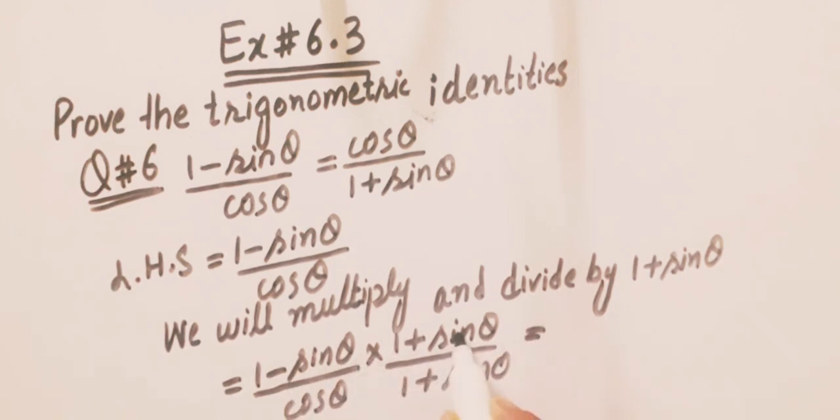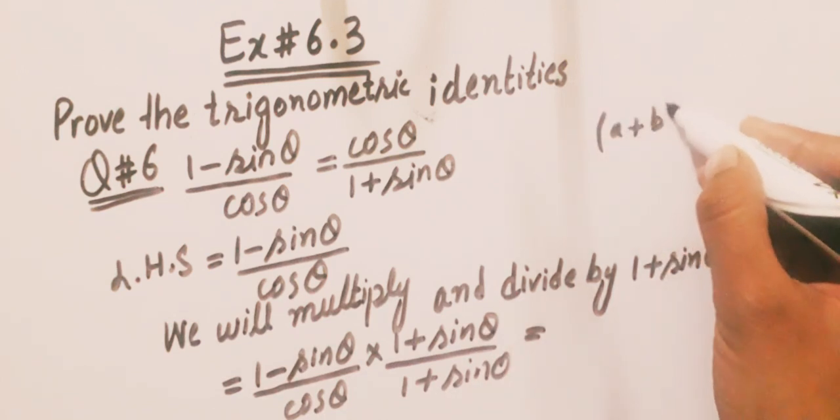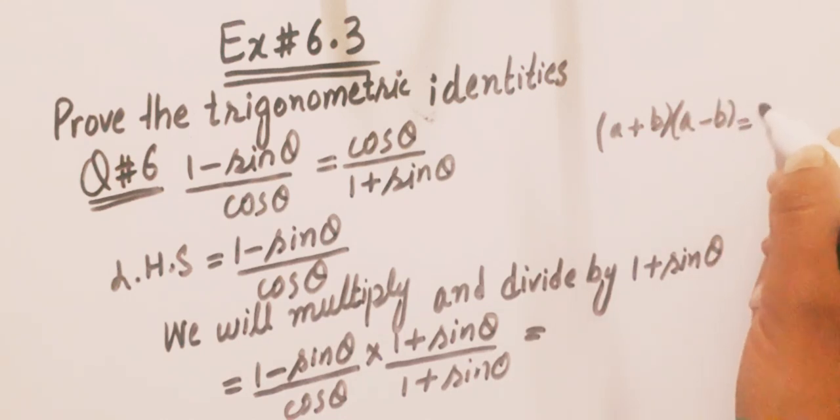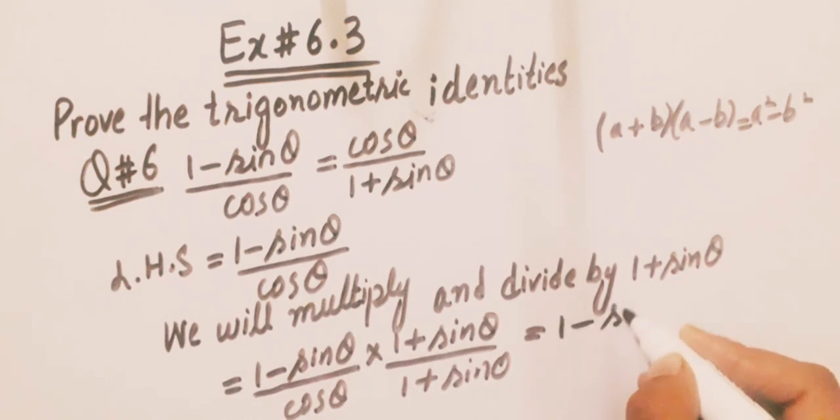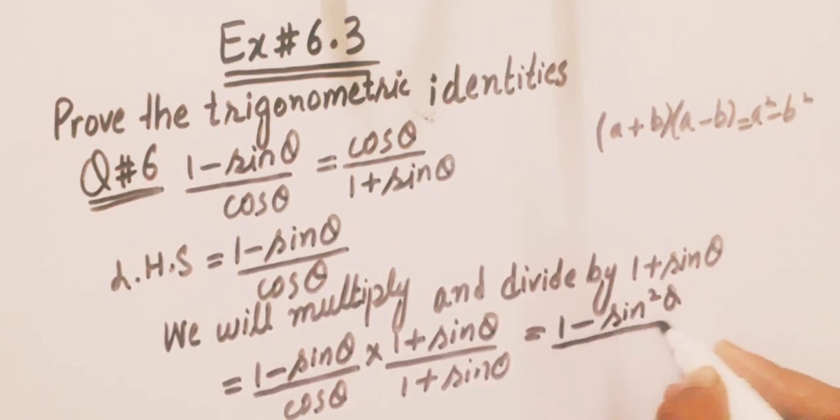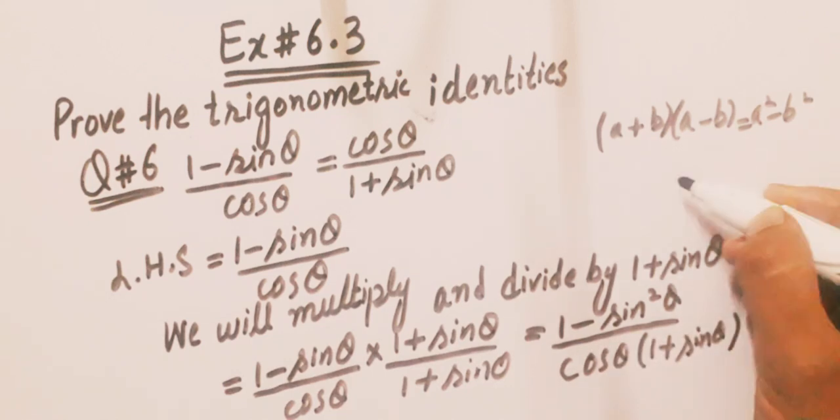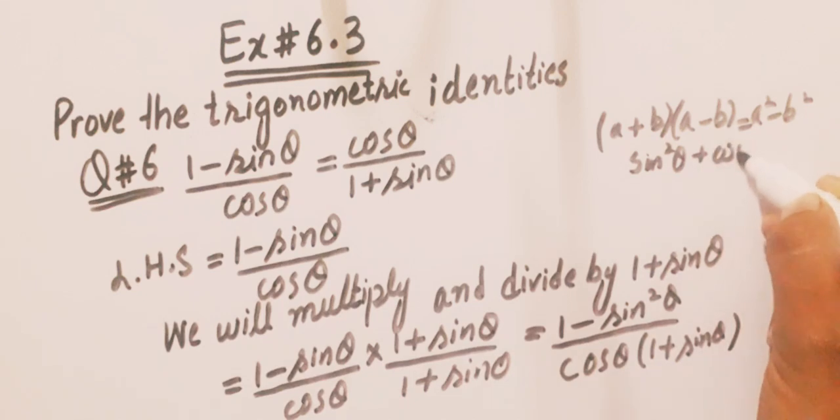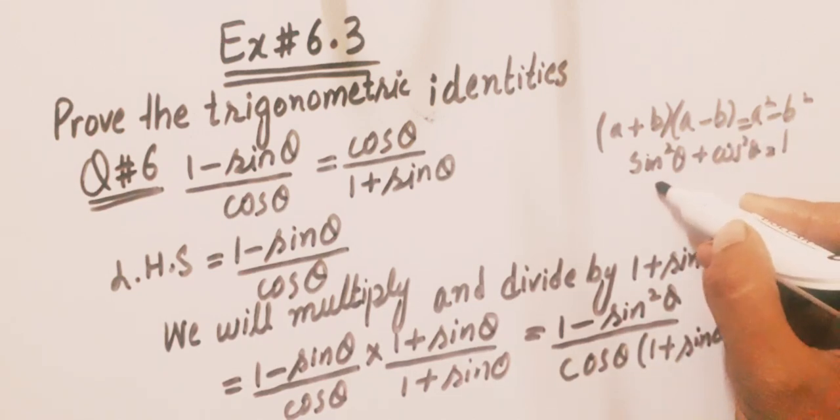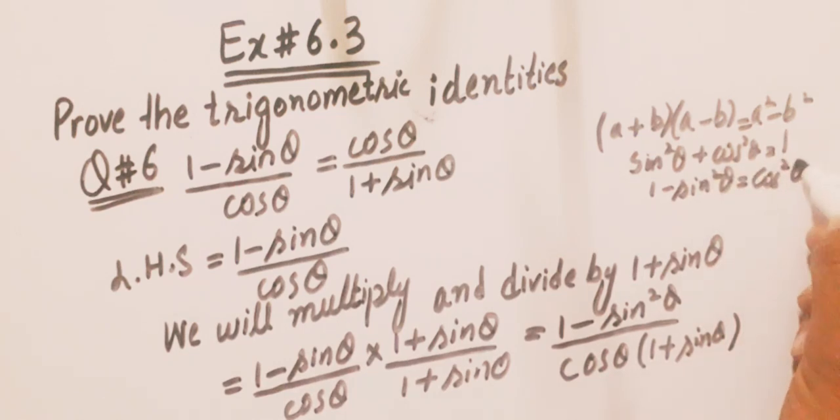So 1 minus sine of theta into 1 plus sine of theta, here we apply the formula of a plus b into a minus b will become a square minus b square. So this is equal to 1 minus sine square theta, and in the denominator we have cos of theta into 1 plus sine of theta. Now we know that sine square theta plus cos square theta is equal to 1. So 1 minus sine square theta is equal to cos square theta.